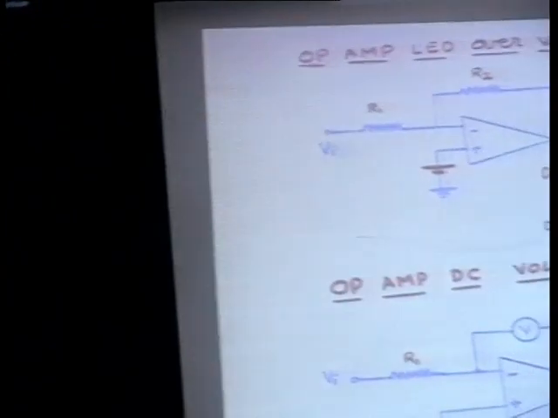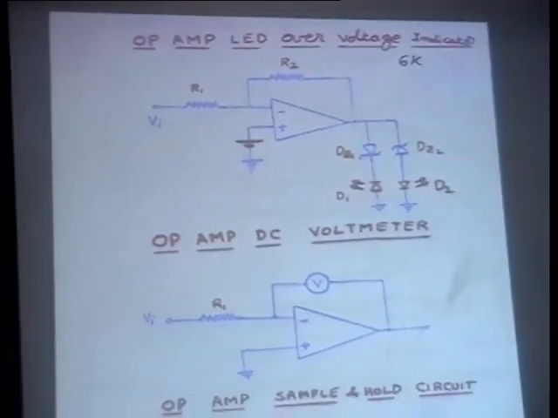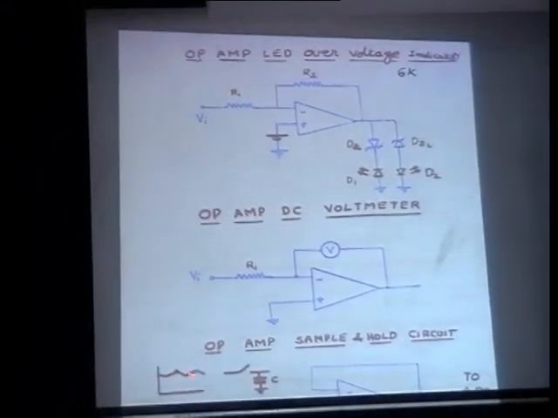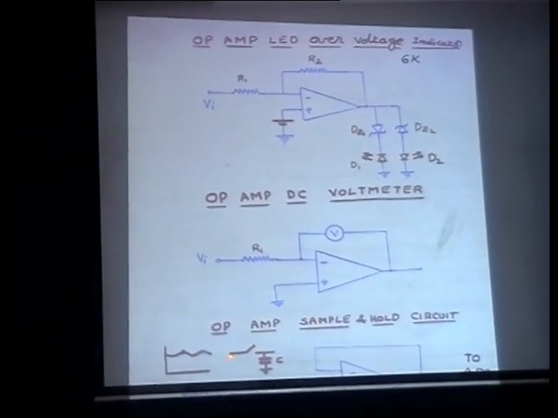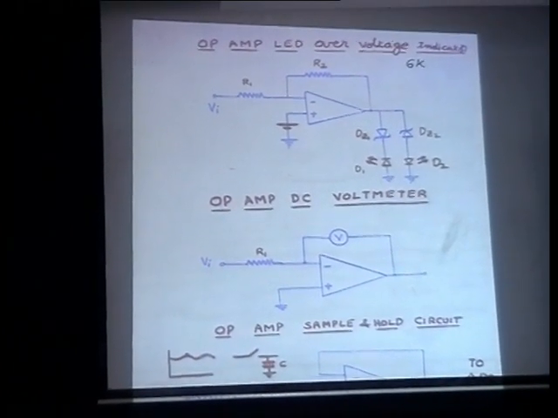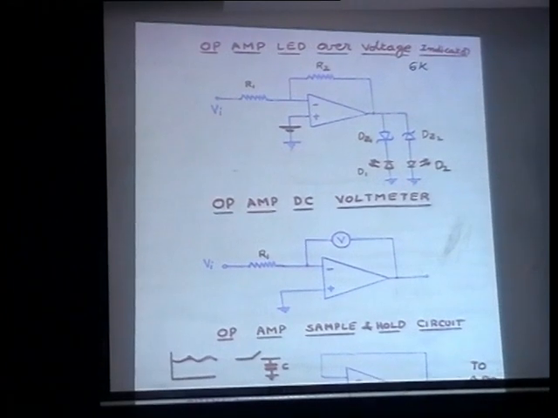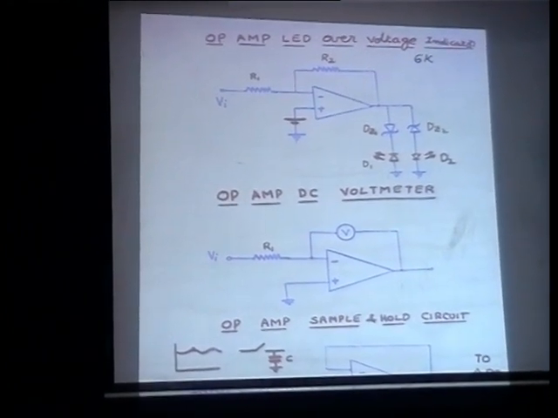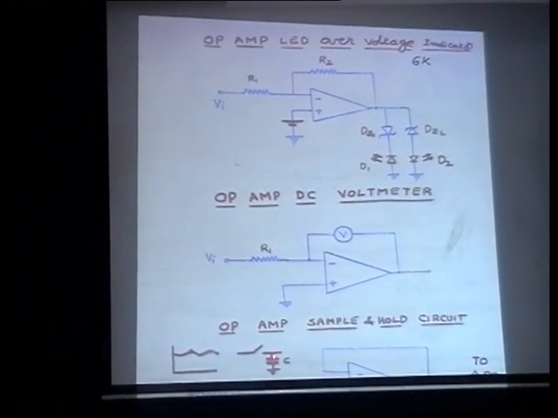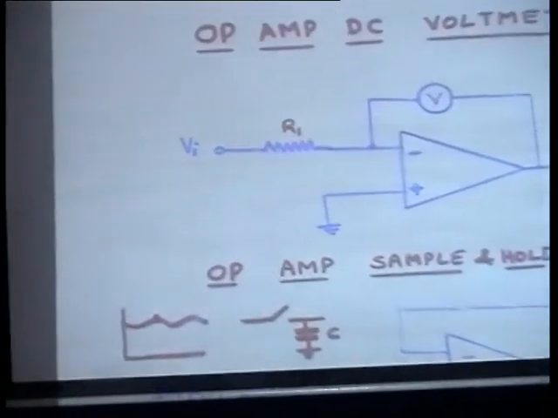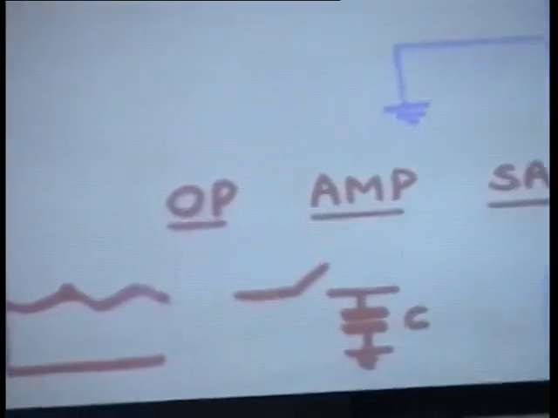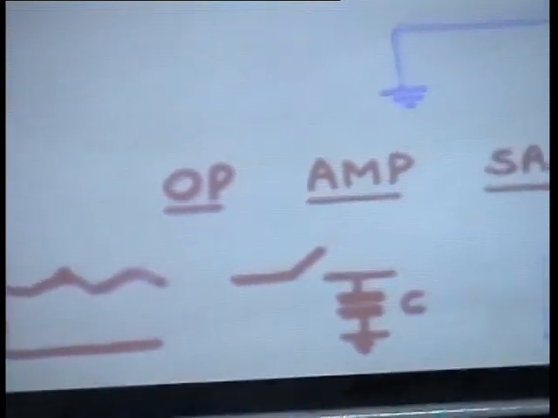In the sample and hold circuit, you have a switch and a capacitor. Whenever I want to sample this, I will close this switch. Then my electrolytic capacitor will maintain that voltage. After some time I want to sample again, then I will close this switch, then my capacitor will hold. So sample and hold circuit is a switch and a capacitor.